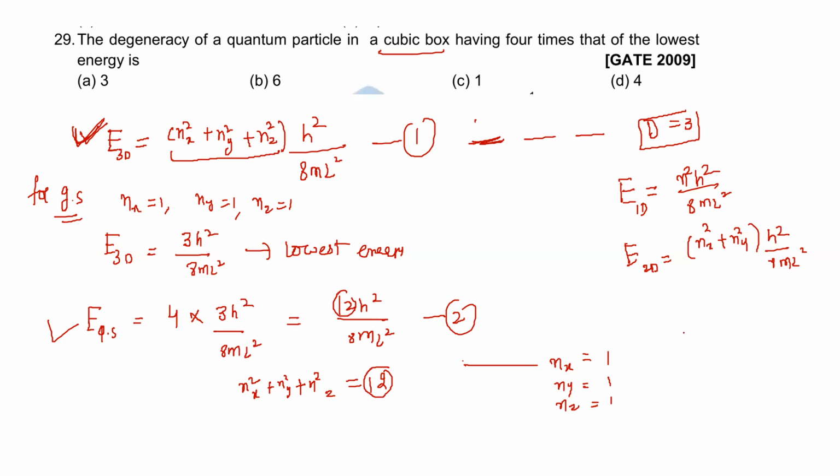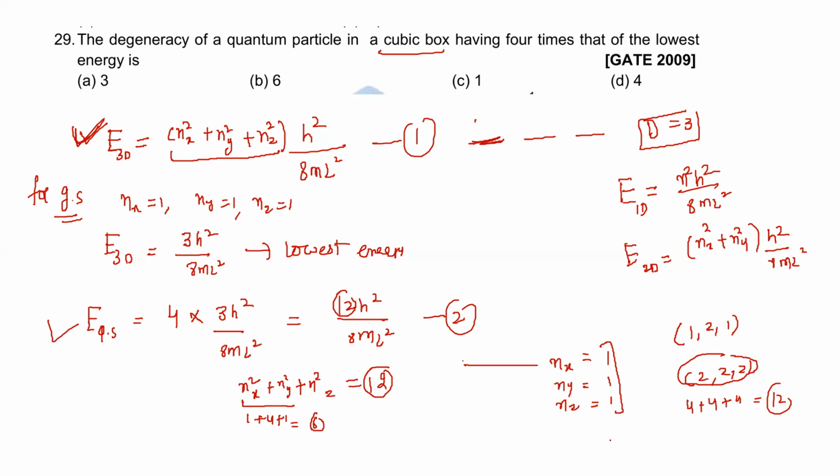So what is the value that we need to check? After 1, 1, 1, what is the possible state? 1, 2, 1. If you substitute these values, you will get 1 plus 4 plus 1, which is 6. This is not the correct combination. Let's see another. If you substitute 2, 2, 2, and find the squares and add them, you will get 4 plus 4 plus 4, that is 12. So this is the possible combination of n_x, n_y, and n_z that gives you 12 after squaring and adding these numbers.